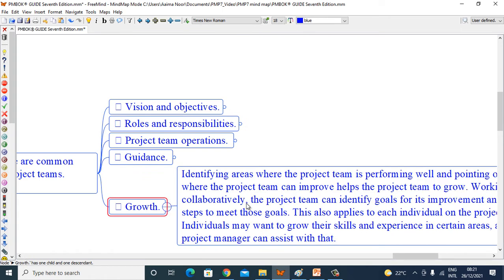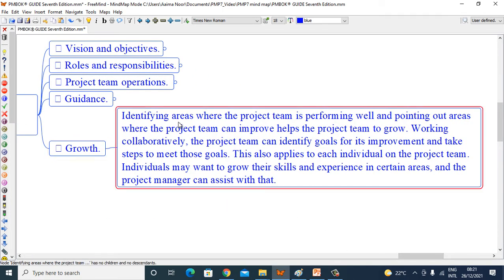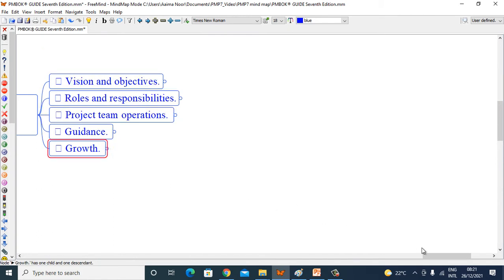Growth. Identifying areas where the project team is performing well and pointing out areas where the project team can improve helps the project team to grow. Working collaboratively, the project team can identify goals for its improvement and take steps to meet those goals. This also applies to each individual on the project team. Individuals may want to grow their skills and experience in certain areas, and the project manager can assist with that.